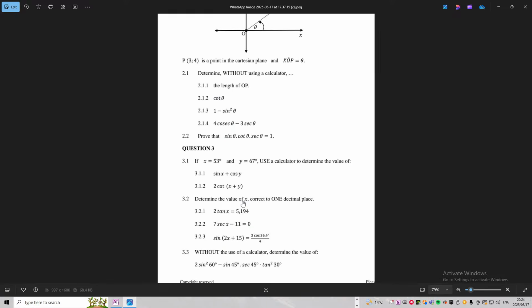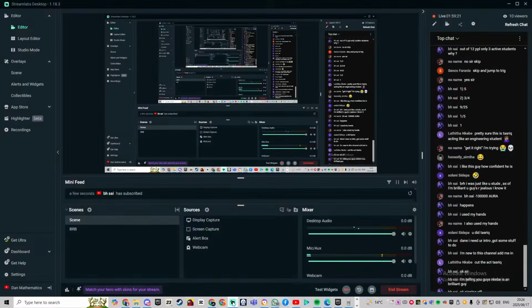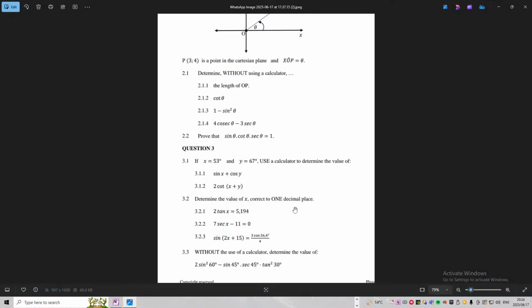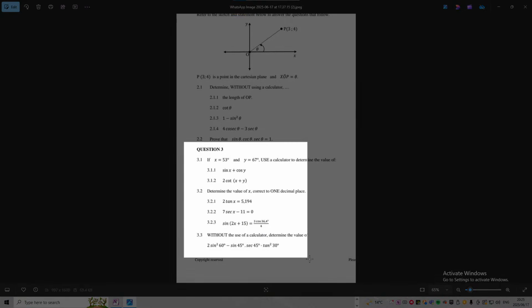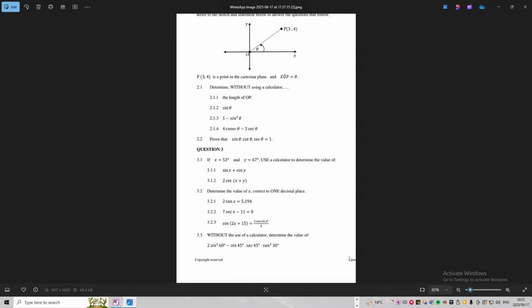Still no questions from anyone? Thanks for the sub, BH. Still no questions from anyone? Okay, let me check the group maybe. Maybe you guys are putting in the group there, but there's nothing so far. Okay, if no one has any... Everything in question 3. Okay. Everything in question 3. Only trig related?